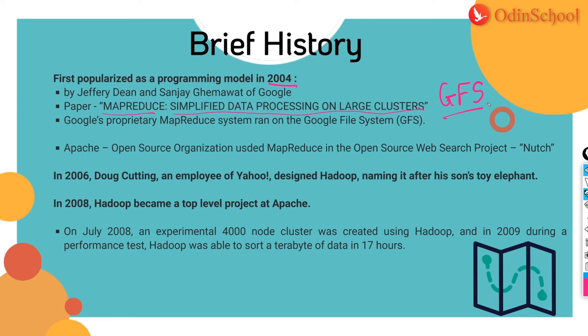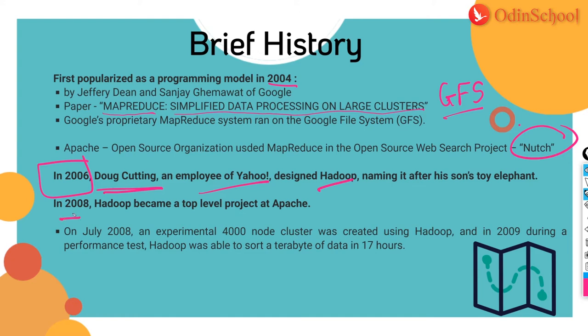Then Apache, which is an open source organization, as we know, began using MapReduce in the Nutch project. The Nutch project was a web search engine project, which is still active today. Then Hadoop began as a sub-project in the Apache Lucene project, which provides text search capabilities across large databases. If you want to do any text search across large databases, then that is the project. And in 2006, Doug Cutting is the person to whom we can give credit. He was an employee of Yahoo. He implemented all the things discussed in that paper using Java as a programming language, and he designed Hadoop. And he named Hadoop after his son's toy elephant, and that is the reason Hadoop has that toy elephant in its logo.